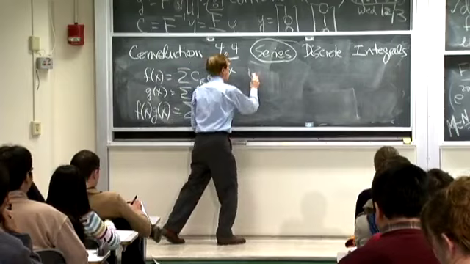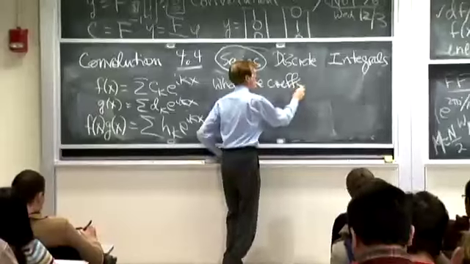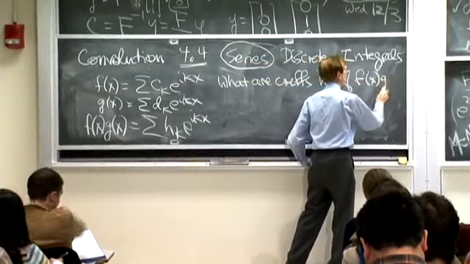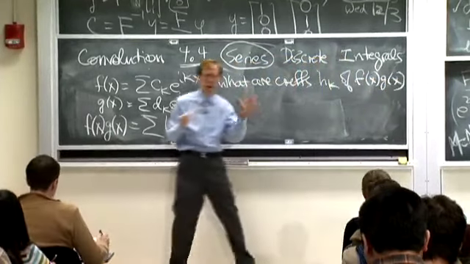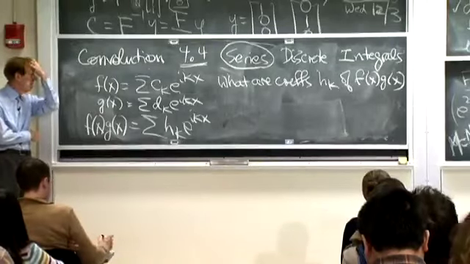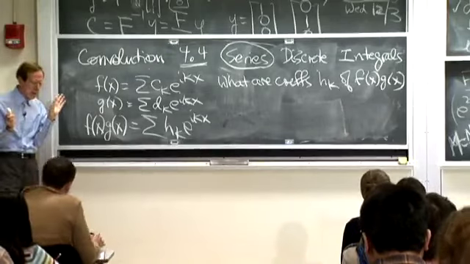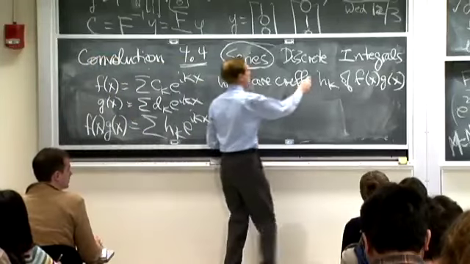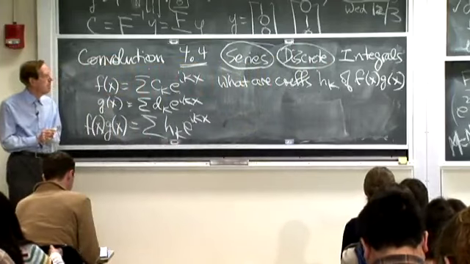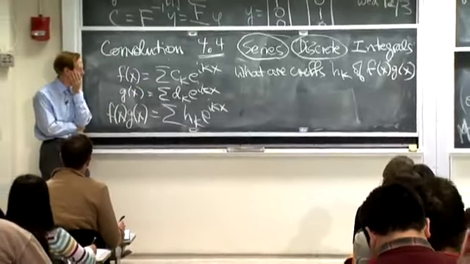And my question is, what are the coefficients h_k of f times g? That's the question that convolution answers. Actually, I'll do both, the series and the discrete series are highly interesting. So here I wrote it for the series, right?